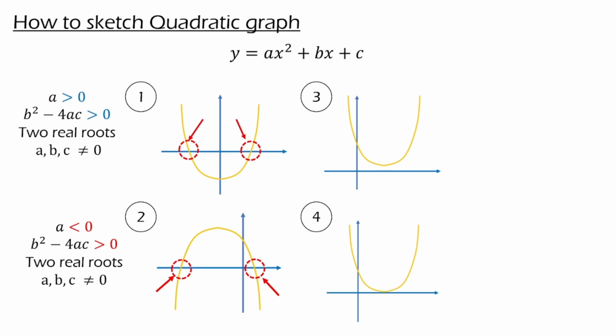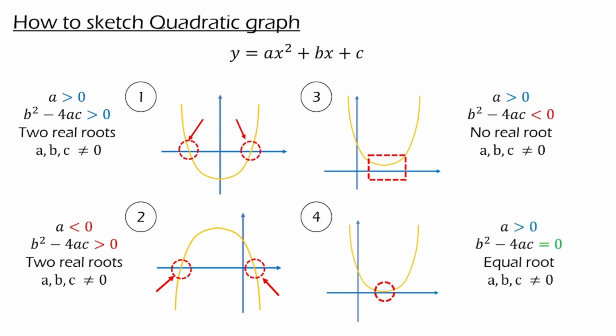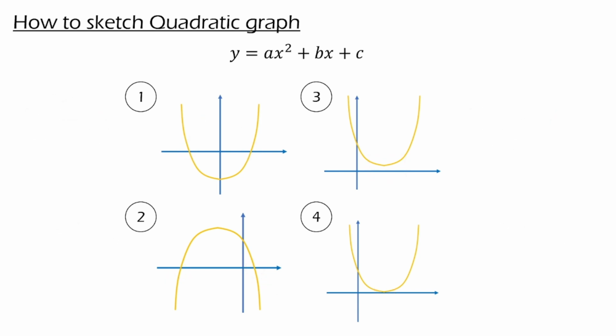The third graph is much more interesting. Why? Because our b squared minus 4ac is less than 0, which means there are no real roots. As you can see, the curve does not intersect the x-axis at all. For the fourth graph, our b squared minus 4ac is equal to 0, which means we are going to have equal roots. As you can see in the graph, the curve touches the x-axis at only one point.